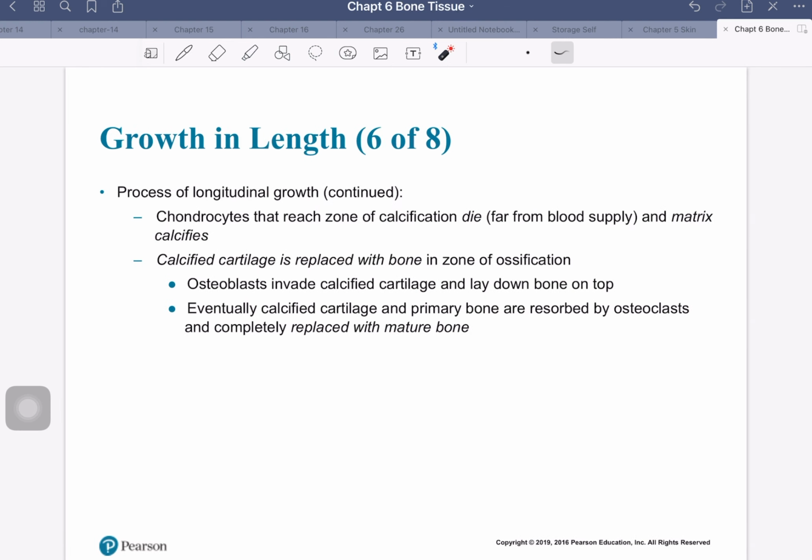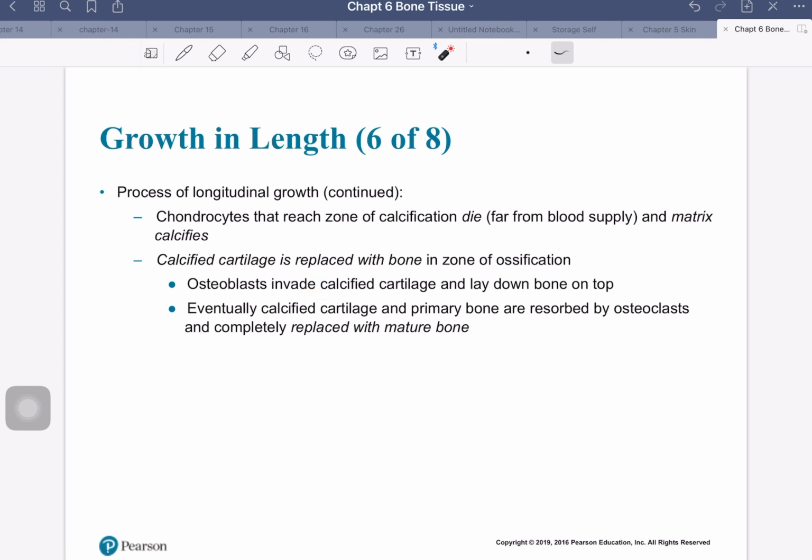And then when I get into the zone of ossification, the calcified cartilage is replaced by bone. And of course, osteoblasts invade the calcified cartilage, and they lay real bone down on top of it. Now, what happens is eventually the calcified cartilage and the primary bone are reabsorbed by the osteoclasts and eventually replaced by mature bone as a result.